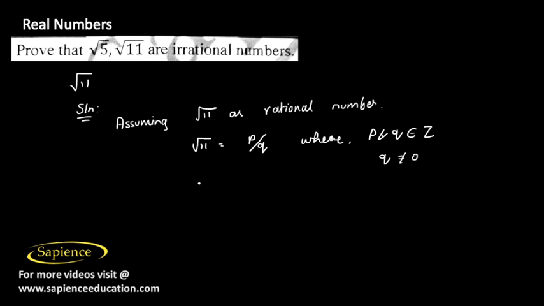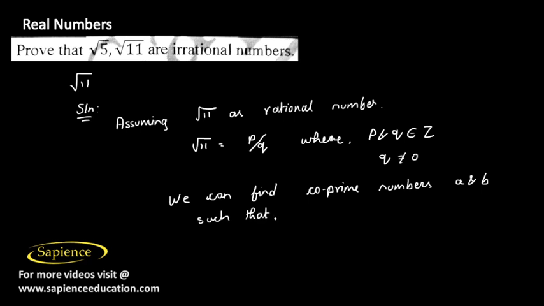Now we can find co-prime numbers a and b such that root 11 is equal to a by b. We just need to divide p and q with their HCF to get a and b. Now this can be rewritten as b root 11 is equal to a.